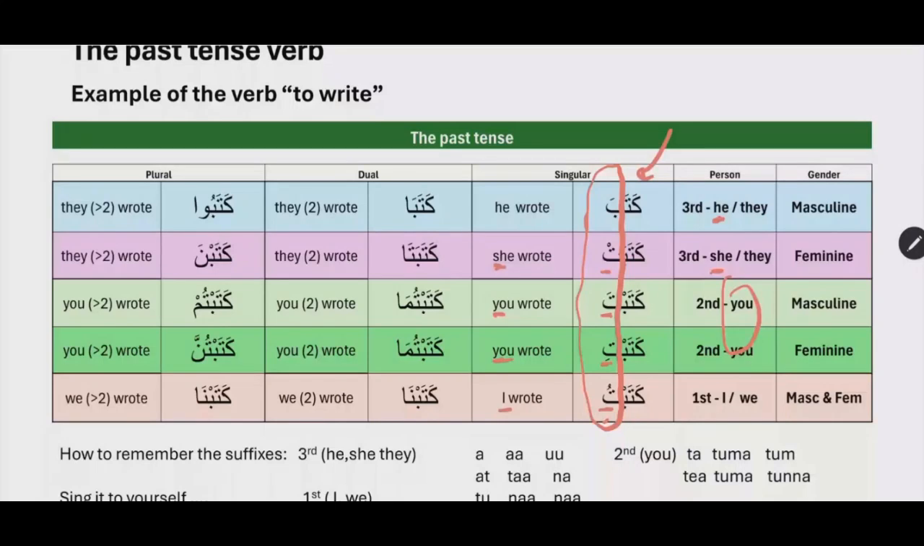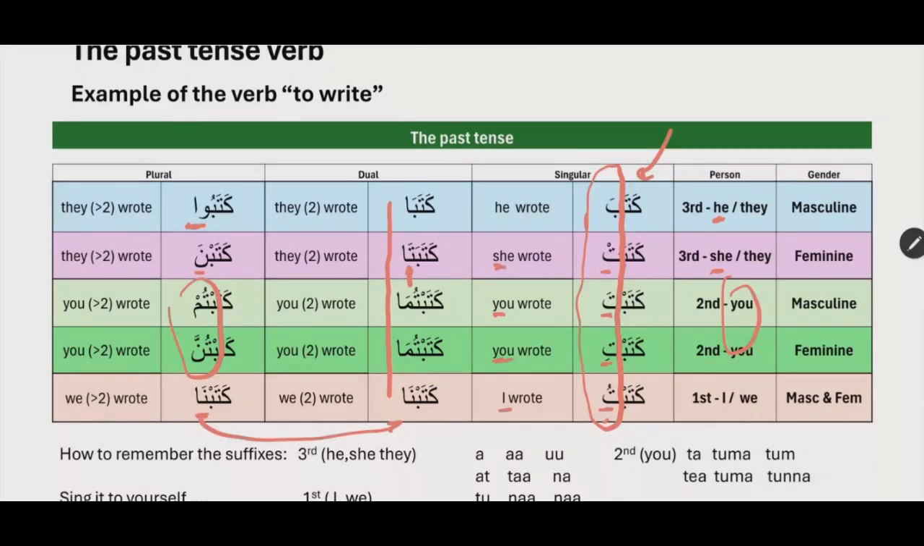And then we have the duals coming in. If you look at the picture here, the alifs at the end, all of them. The ba and this ta makes it they feminine too. The tuma is similar. It's for you, and the na with alif shows for we. And then here the wow, the alif, u is just the na. These two we've covered before, tum and tunna. This na resembles that na. So I remember this table in my mind.